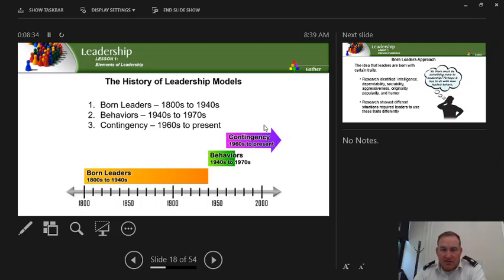History of leadership models. Go back to the 1800s, there's a bit of the aristocracy, you had to be a royal to be a leader. There's some of that theory going on. They believed that people were born leaders. Got into behaviors then after that, from World War II up into the 70s, and then talk about contingency. As we have further defined and looked at how do you make better leaders, all that comes into play.